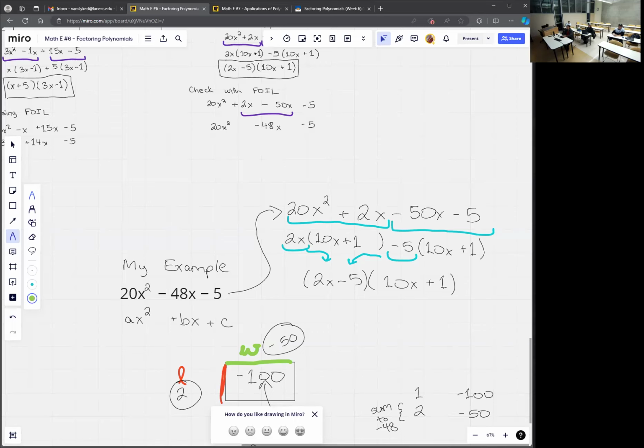If I FOILed things, I'd have first, which is here. I'd have inside, which is here. I'd have outside, which is here. And I'd have last, which is here. So my process is just a FOIL process backwards. And when I told you a week ago, do lots of FOIL homework because what comes next will make more sense. And this is what I'm talking about.